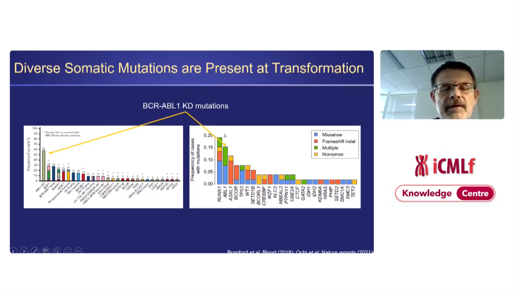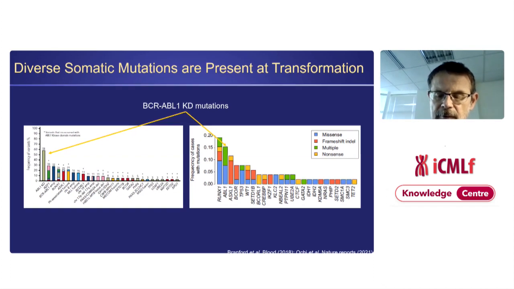These are 2 independent studies, and as you see here, what you pick up at the time of blast transformation is, of course, BCR-ABL kinase mutations, but also mutations in a number of other genes, such as RUNX1, here, and also ASXL1, which is relatively frequent here and relatively frequent here. Now, I think the differences probably reflect the still relatively small number of patients.